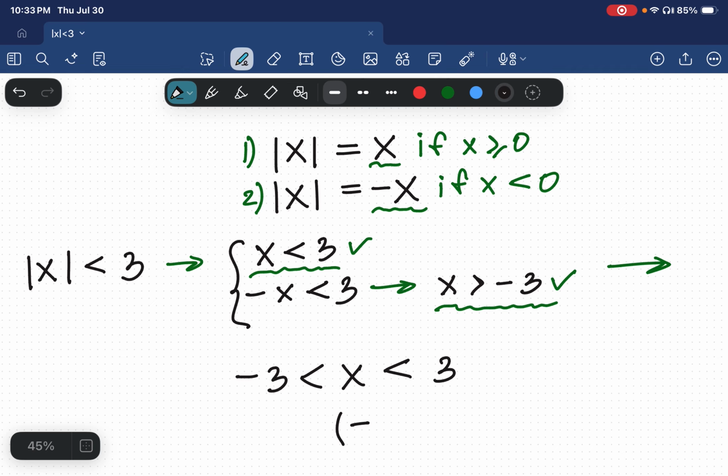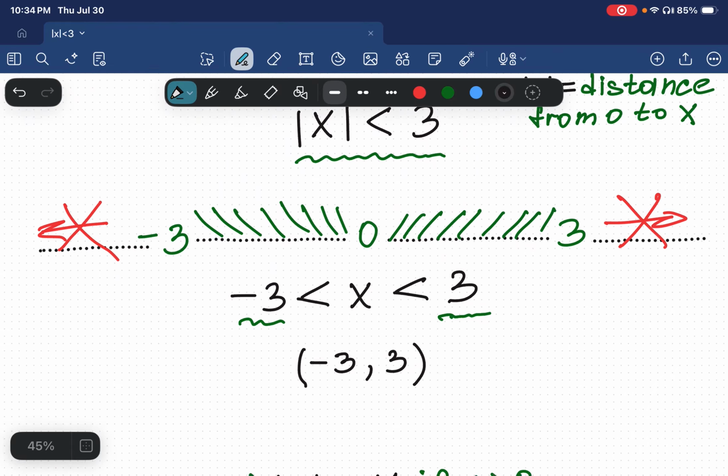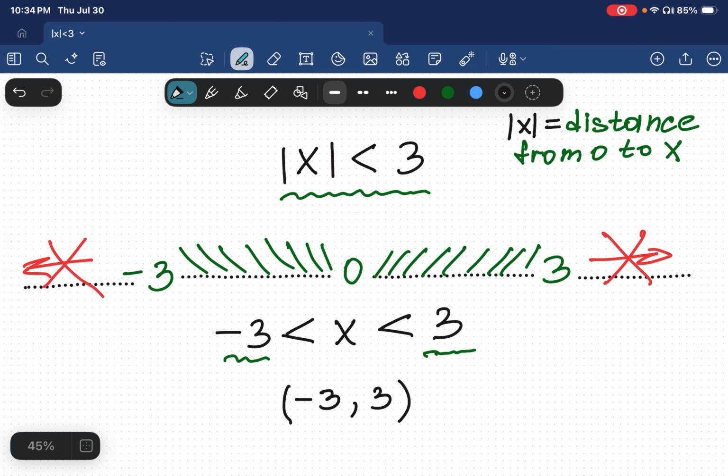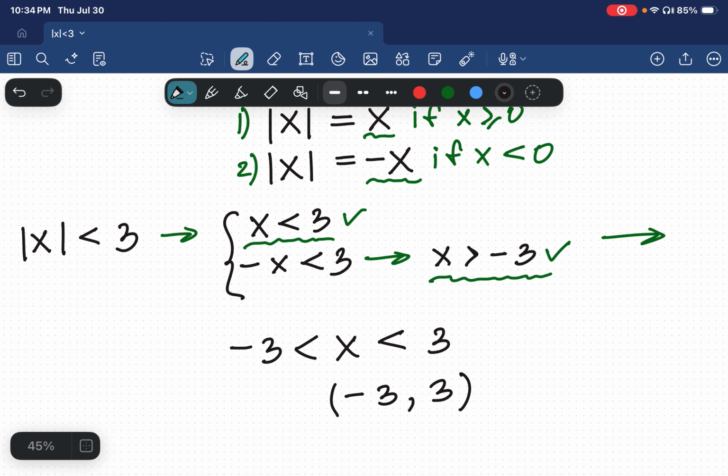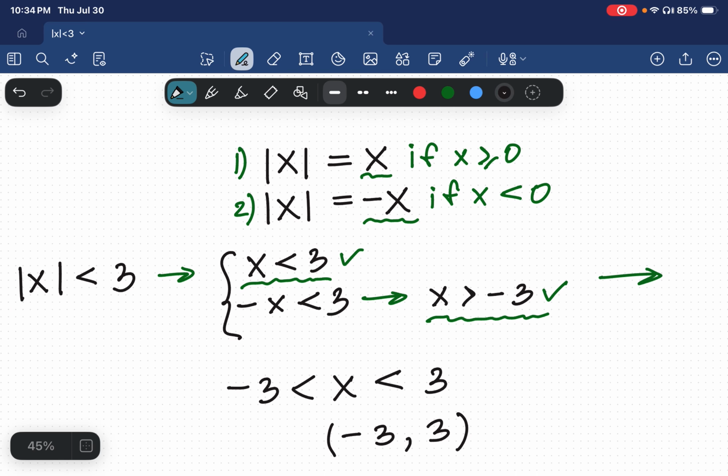Or in interval notation, from negative 3 to 3, not included. The double inequality is not a formula to memorize. It came from the meaning of the absolute value. The picture shows us the distance, and the algebra shows the definition. Both led to the same idea.